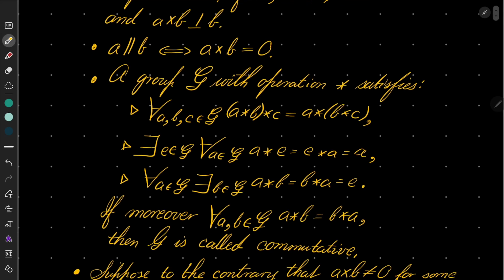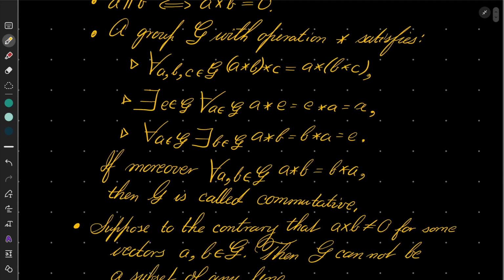And moreover, every element should have its inverse. That is, for every A in our group, there should be a B in our group, such that A star B equals B star A equals the neutral element. If, moreover, one more condition is satisfied, namely that A star B equals B star A, then G is called a commutative group. Okay, and now for the actual proof.